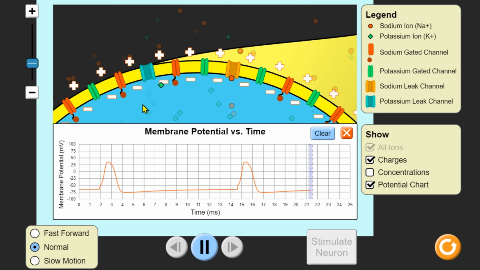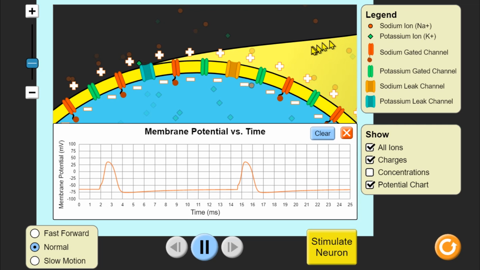Well, first we have to understand what's here. Remember I said the red dots are sodiums, the green dots are potassiums. Both of those are positively charged. We have these channels that remain open. These are called leak channels, right? The green ones allow potassium to move across the membrane. The orange ones allow sodium to move. These closed ones are gated channels. These channels open in response to changes in voltage and so on. And right now they are closed, so nothing can flow through them.